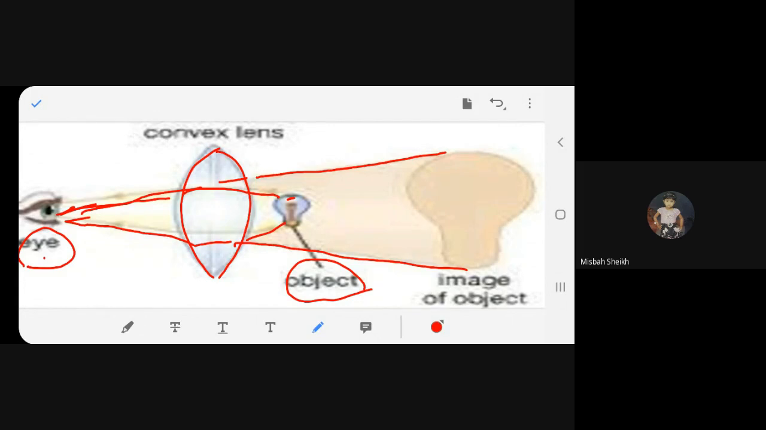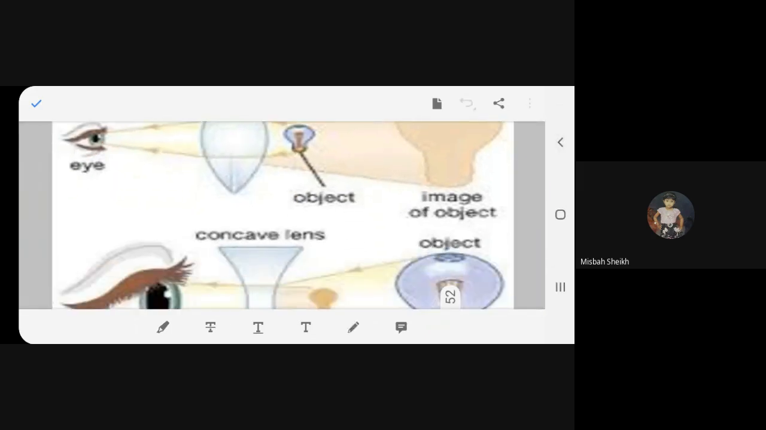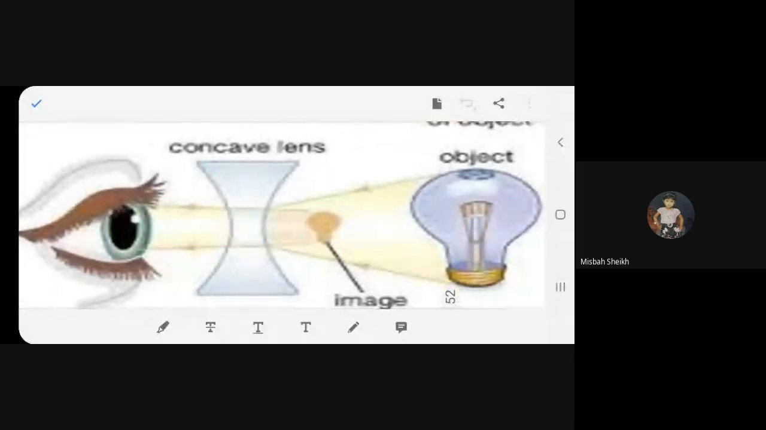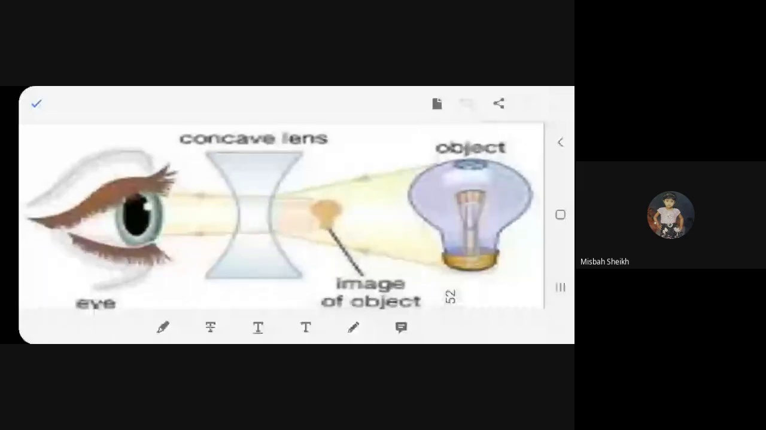So you can use all these words. What will you use, beta? Big image, enlarged image, or magnified image. Is it clear? All the words are similar. Now we come to concave lens. There's a reason that I've taken so many times, so that things become quite simpler for you.